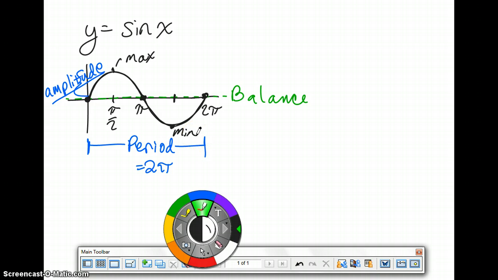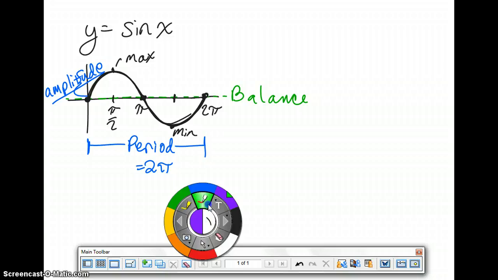It's not so important that you remember what these actual tick marks are, here, here, here, here, and here, what their names are, because those are going to change as the period changes. What you need to make sure you remember and understand is the shape. So if it's a positive sine graph, it's going to follow this curve every time. If it's a negative sine graph, it changes a little bit.